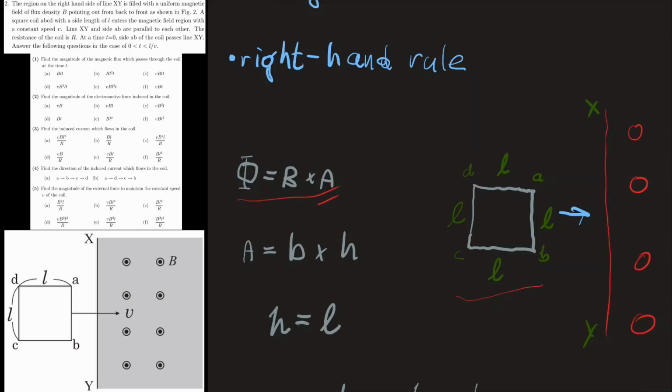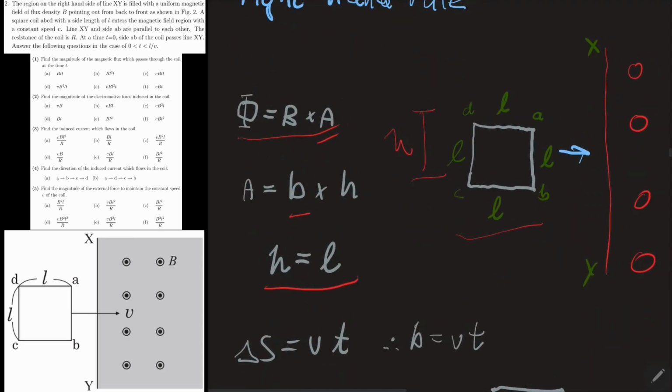Since the coil is square and is moving in a straight line to the right, the height of the coil inside the field will always just be the distance from point A to point B, which is just length L. So height, which is this right here, will just be length L. So now we just need to find the base in terms of t.